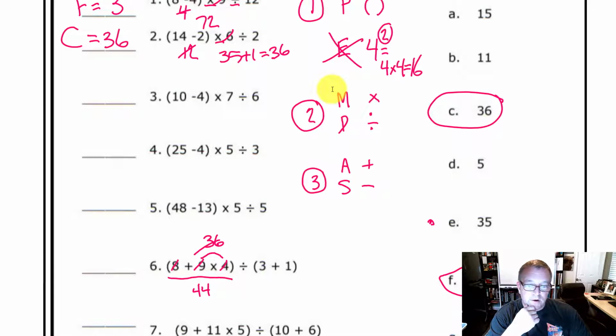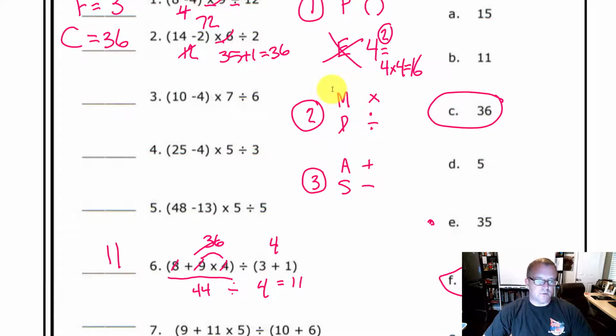Now what do I have here? I have another parentheses to do. Whatever I was doing inside these parentheses didn't matter, I was doing all of that before I got to this set of parentheses. 3 plus 1, 4. So I'm left with 44 divided by 4. What is 44 divided by 4? That's an easy math fact. 11. Do we have an 11? Yep, I see one on letter B. B equals 11. Okay, let's go down.